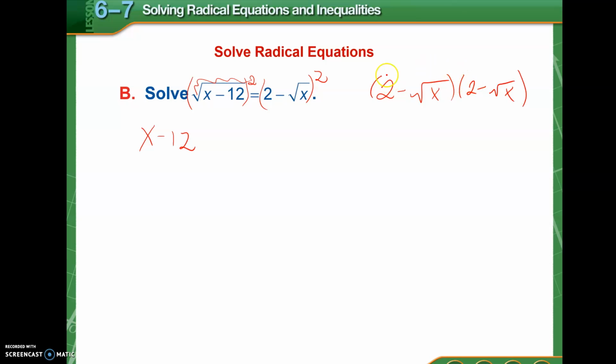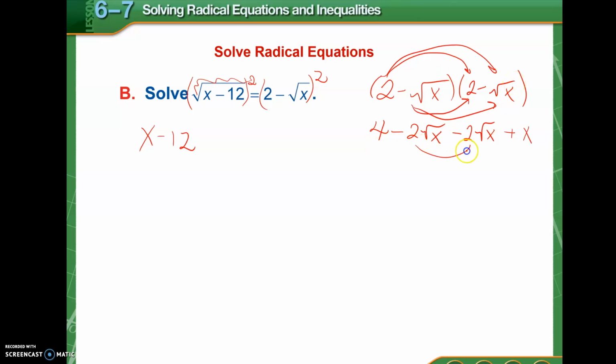So 2 times 2, because we want to distribute the 2. 2 times 2 is 4, and 2 times negative square root of x is negative 2 square root of x. Then I take the negative square root of x and multiply it to both. So I get negative 2 square root of x, and negative square root of x times negative square root of x is positive square root of x squared, which is x. And I can put these together, so I get 4 minus 4 square root of x plus x.